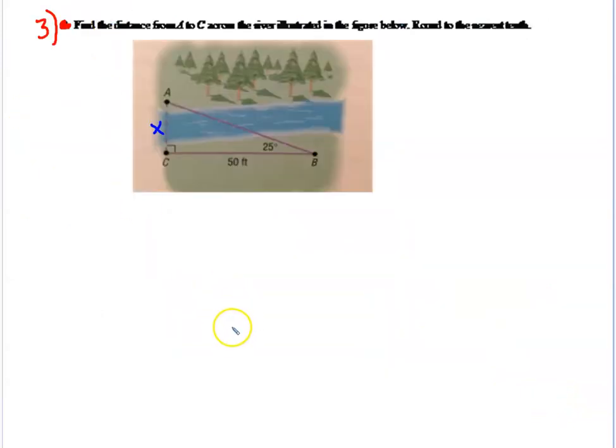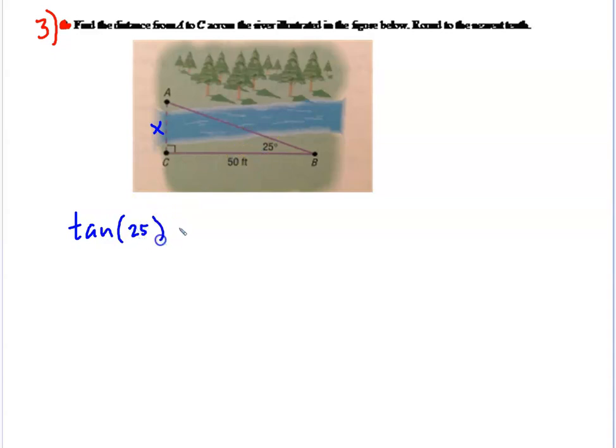Here's a little word problem. We're supposed to find the distance here from A to C. I just labeled this as X, that's what we're looking for. So this distance across the river, and we're to round to the nearest tenth. So let's look out from the angle that we're given, the 25-degree angle B, and in relation to that angle, we're looking for the opposite side given the adjacent side. So hopefully you're familiar with opposite over adjacent is tangent. So we're going to use the tangent function.